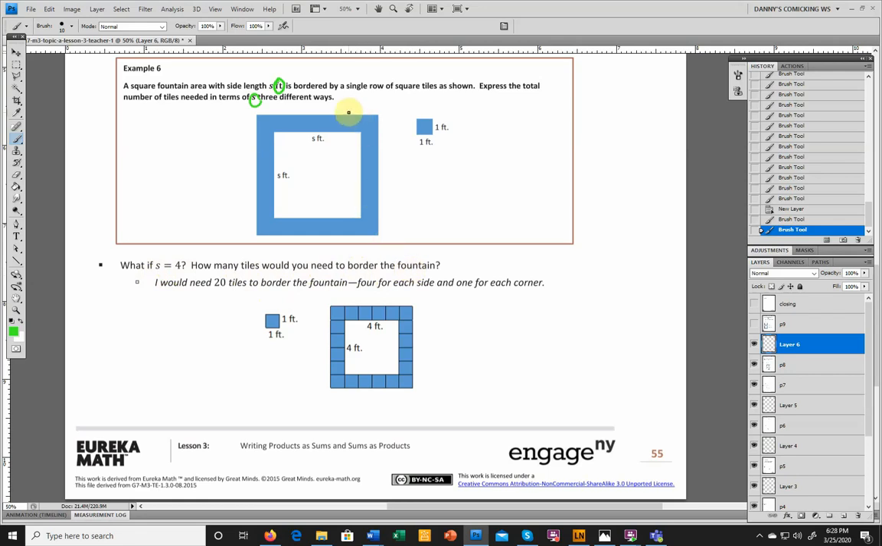By border, we mean go around. So that's the perimeter. So if they were 4 feet by 4 feet, let's count. 1, 2, 3, 4, 5, 6, 7, 8, 9, 10, 11, 12, 13, 14, 15, 16, 17, 18, 19, 20. Correct? But maybe there's an easier way to do it. Since it's 4 by 4, length times width.